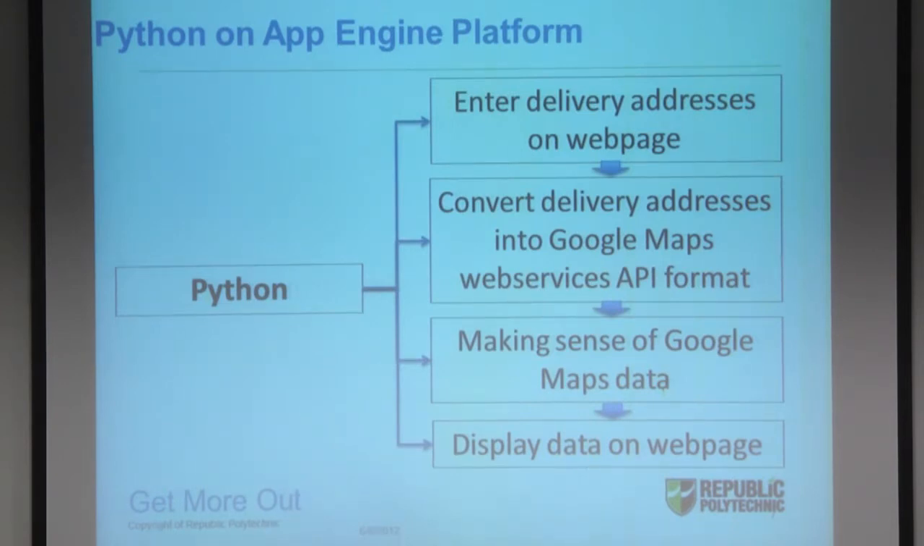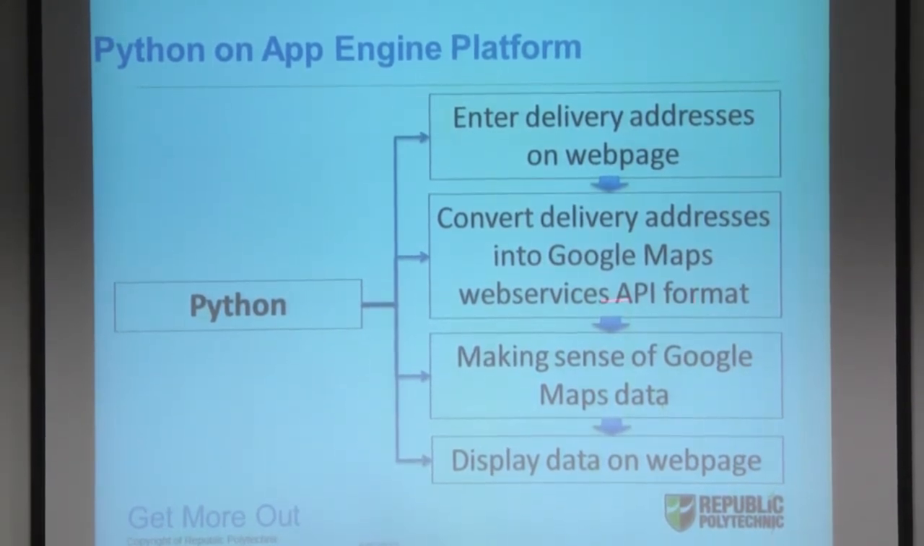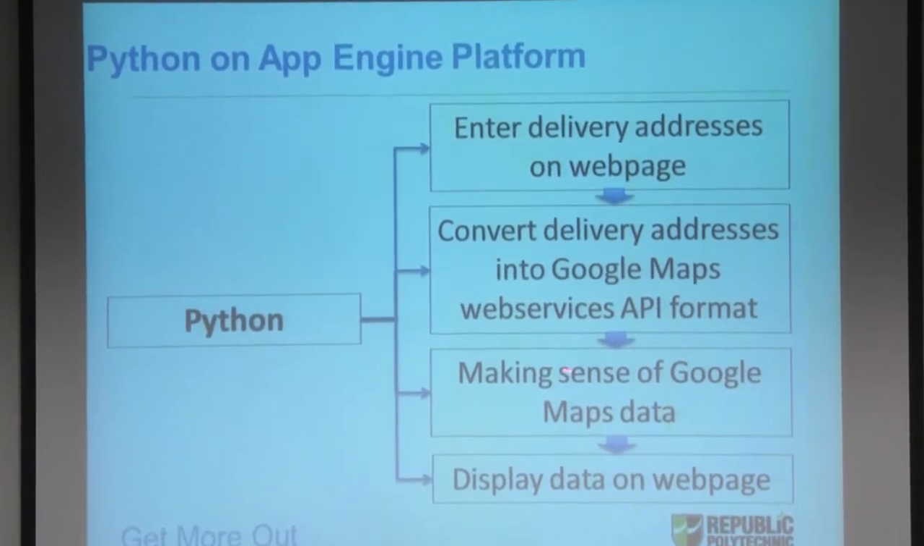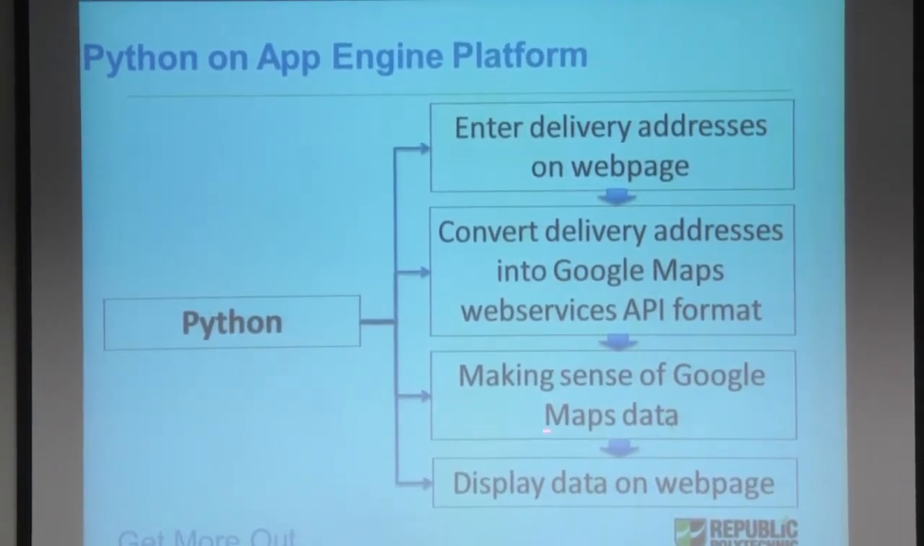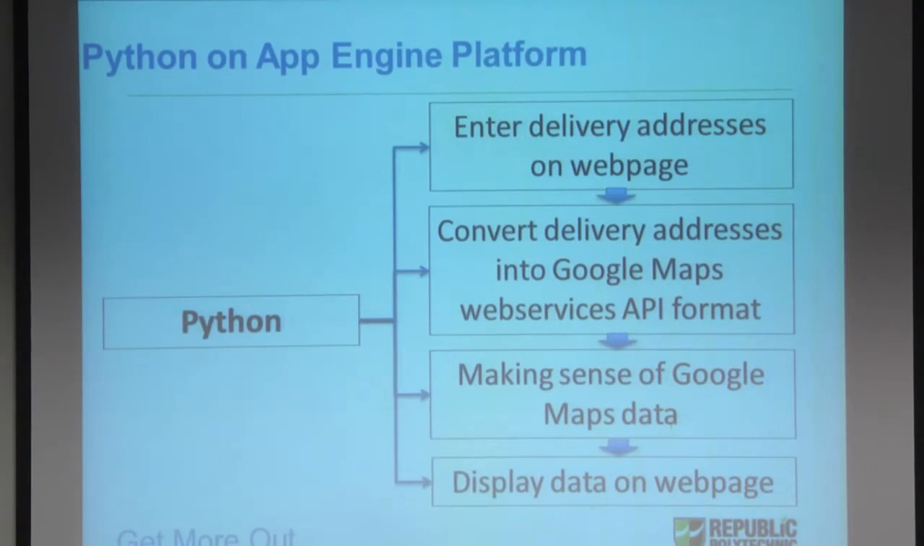So this is how my Python is used in the application, in terms of getting the delivery addresses from a web page, converting the addresses to a Google Maps Web Services API format, retrieving the information using web services, making sense of the Google Maps data, and displaying it on a web page. Okay, in different ways. It could be summing up the distances, it could be converting the latitude and longitude into addresses, and so on and so forth.